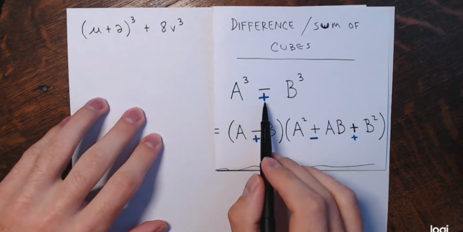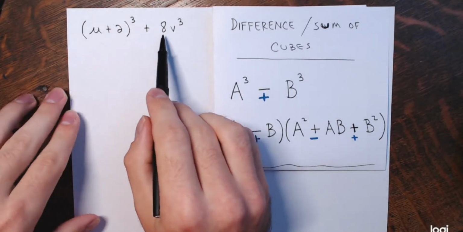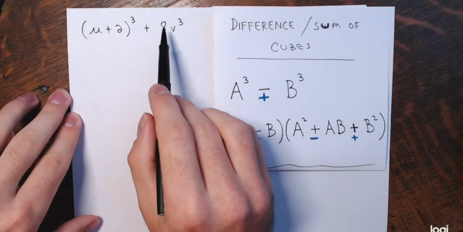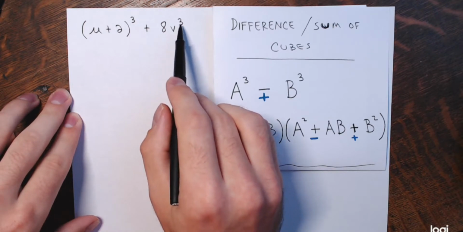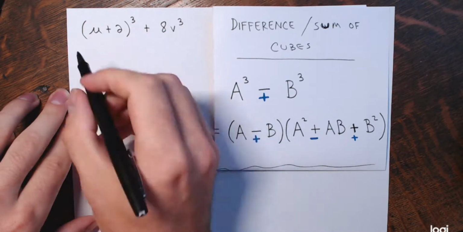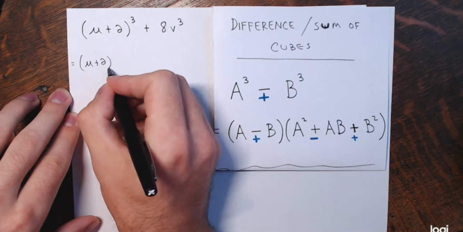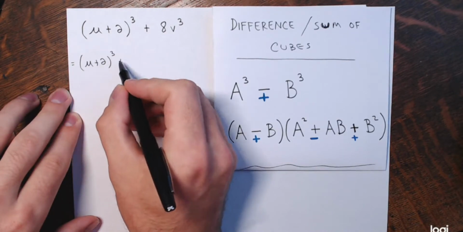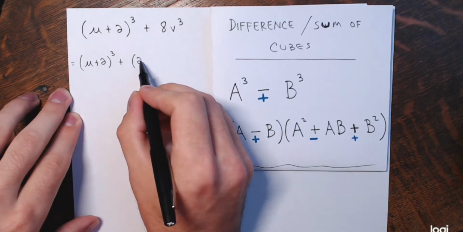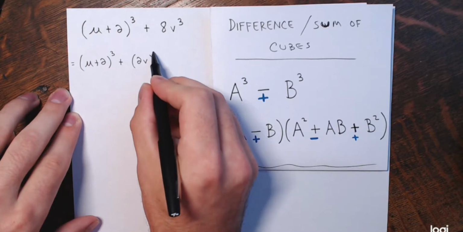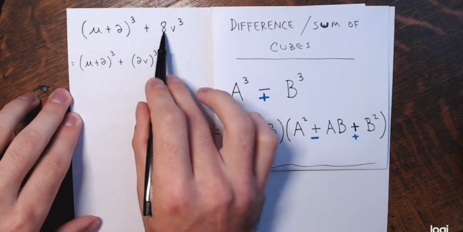But this time I have the plus sign, right? It's something to the third power plus. Now this I have to write as one expression to the third power, right? Right now the v is just to the third power, not the 8. So this is the quantity u plus 2 to the third power plus, and then 8 is 2 cubed. So this is 2 times v to the third power, right? 2v times 2v times 2v would be 8v cubed.